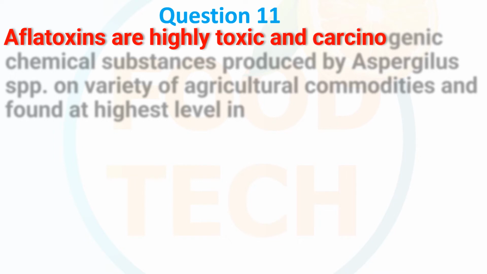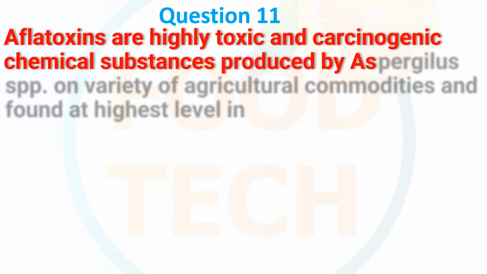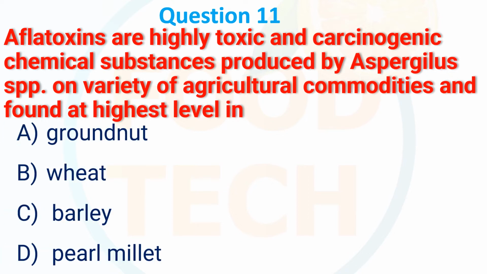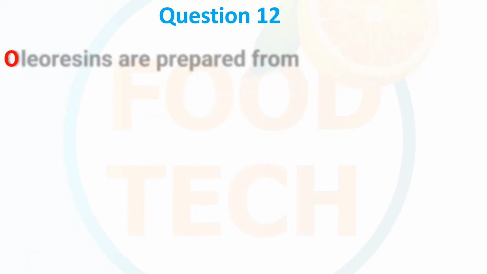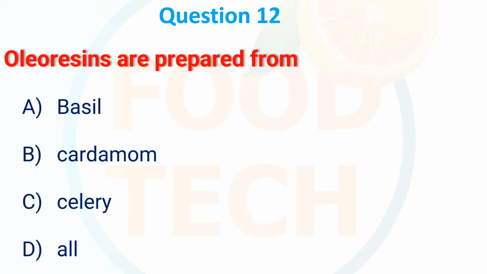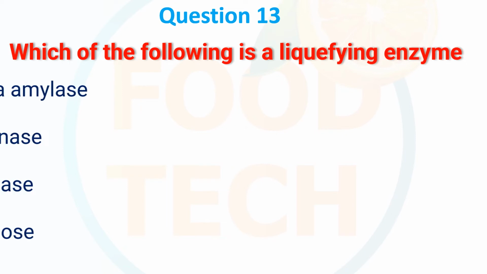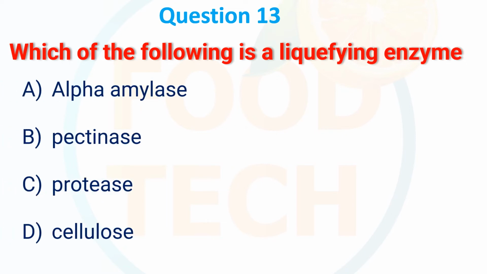Aflatoxins are highly toxic and carcinogenic chemical substances produced by Aspergillus on a variety of agricultural commodities and found at highest level in: A, groundnut. B, wheat. C, barley. D, pearl millet. The answer is groundnut. Oleoresins are prepared from: A, basil. B, cardamom. C, celery. D, all. The answer is D, all. Which of the following is a liquefying enzyme? A, alpha amylase. B, pectinase. C, protease. D, cellulase. The answer is alpha amylase.